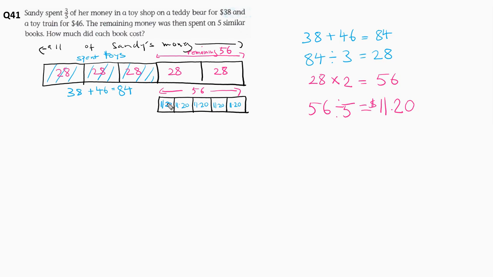So each of the books, we now know that that's the price of each book. So that's our answer. How much did each book cost? Well, each book cost 11.20. Let's just check how we did this. So this would be 56, and we're going to divide it by 5.